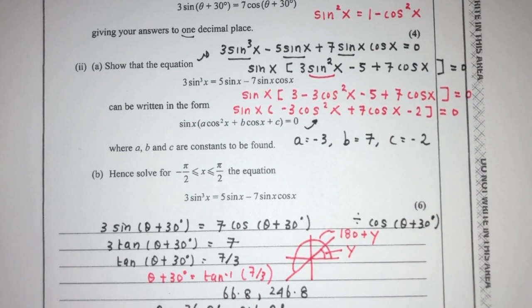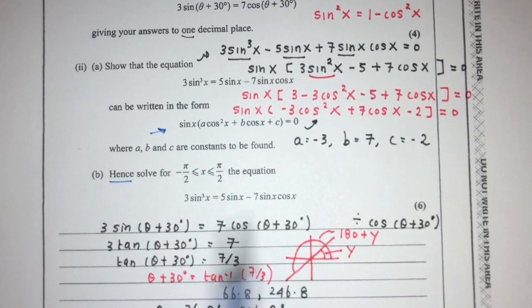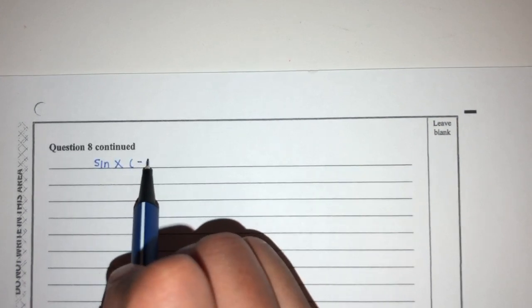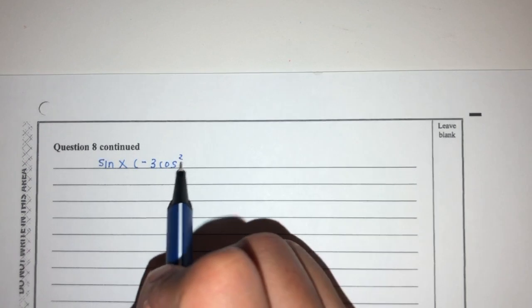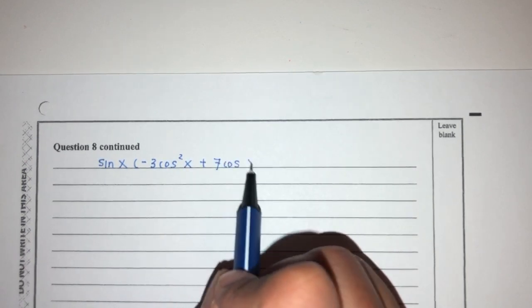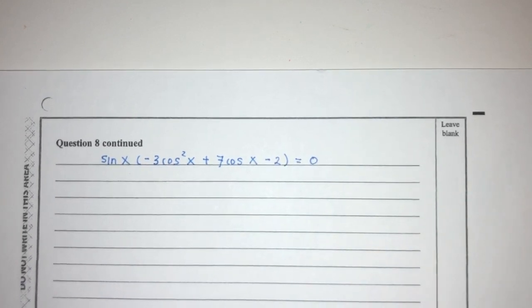Okay, so let's move on to the next question. For part B, we have to use hence. Hence means you have to use that one to solve the equation. So let me write this down again. We have seen that right now we have sine x times (minus 3 cos squared x plus 7 cos x minus 2) has to be equal to 0. Now we have to solve this equation.